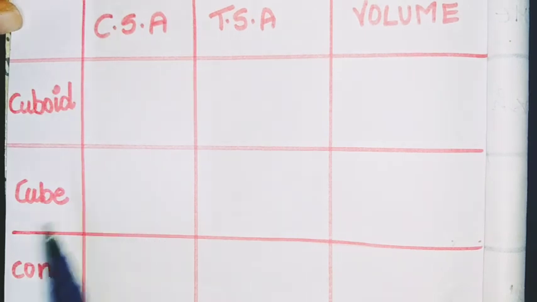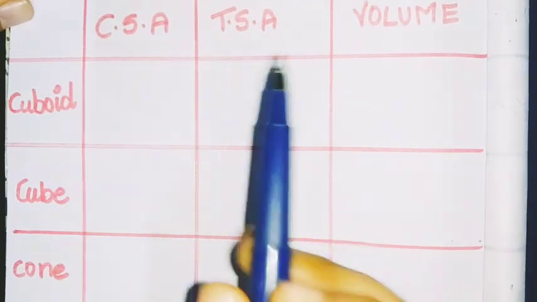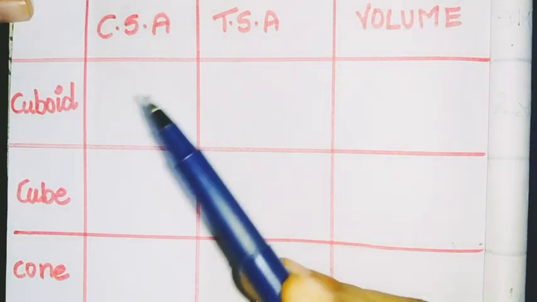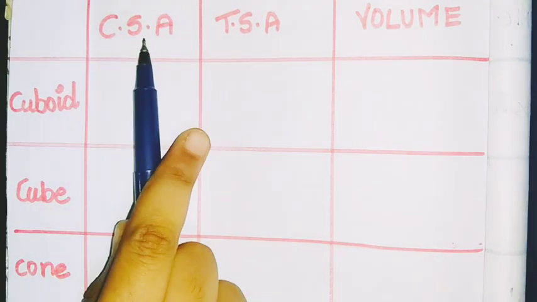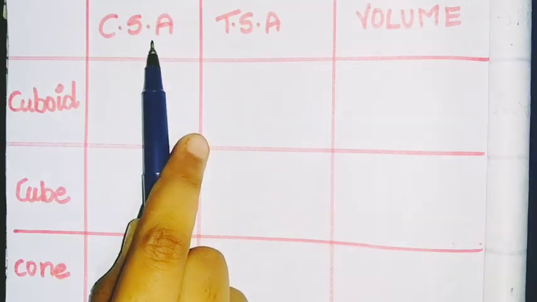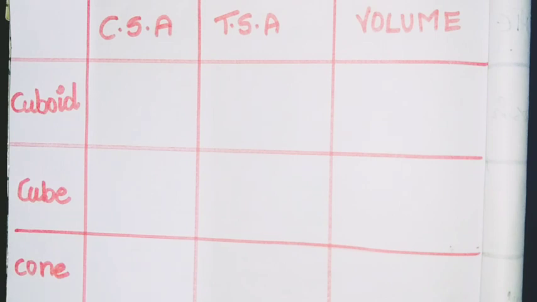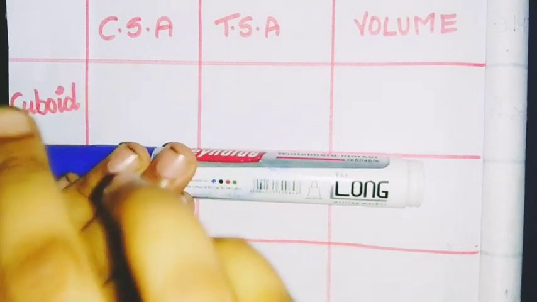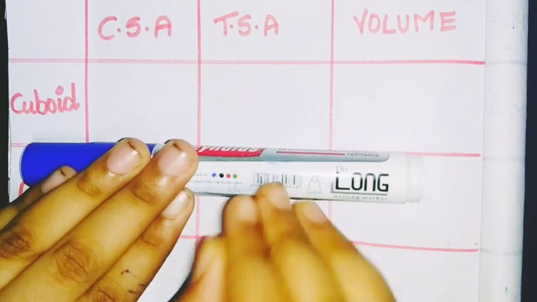So before entering into the formulas, I just want to explain to you what CSA, TSA and volume are. A simple and quick revision I will give you so that we can further move on to the formulas. So CSA stands for curved surface area. When we discuss this curved surface area, I'll give you a simple example. Consider this marker. This marker is in the form of a cylindrical shape. That is the reason why I have taken this.